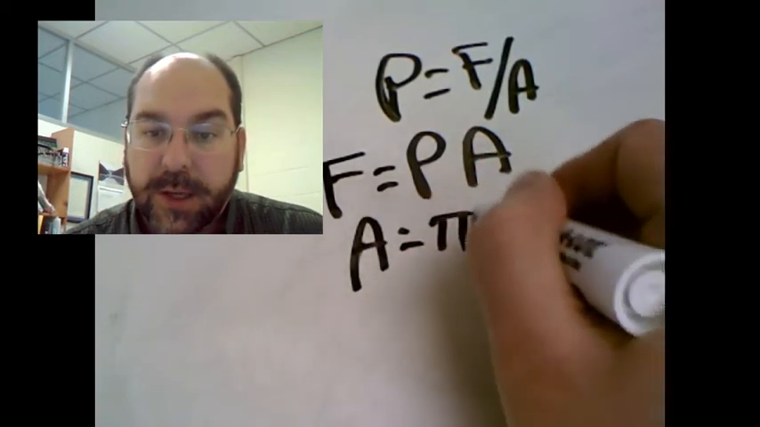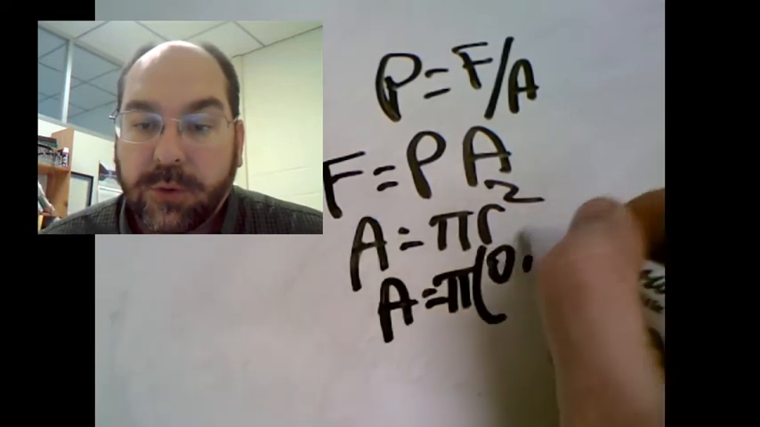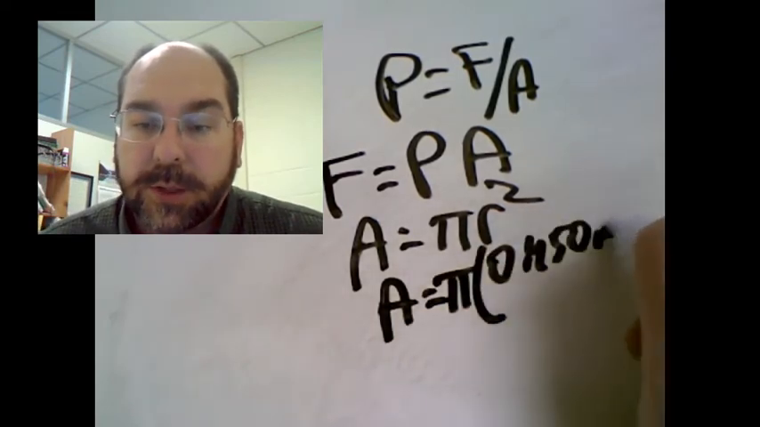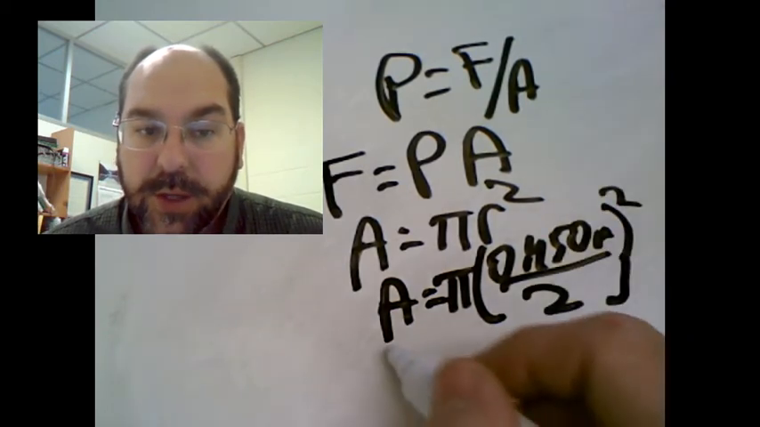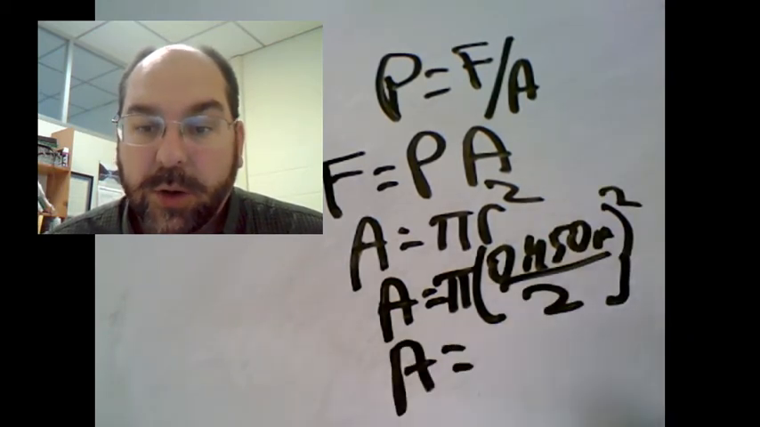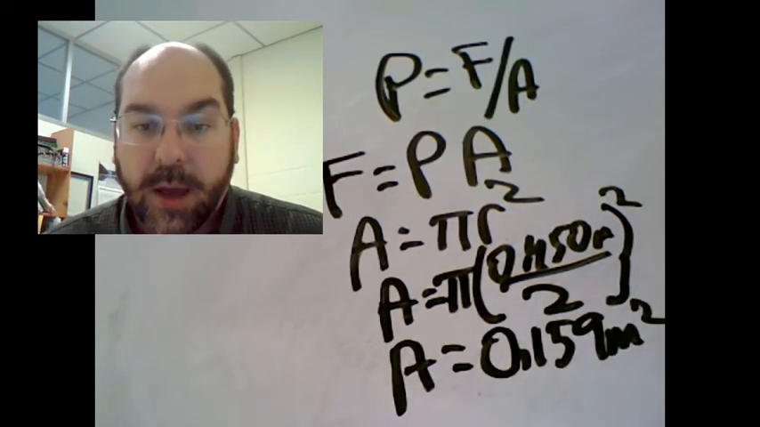All right, hey, they were nice. They gave it to us in meters this time. So pi times 0.450 meters, divided by 2 because they gave us the diameter, squared. The area of this hatch is 0.159 meters squared. Okay, now we put it all together.